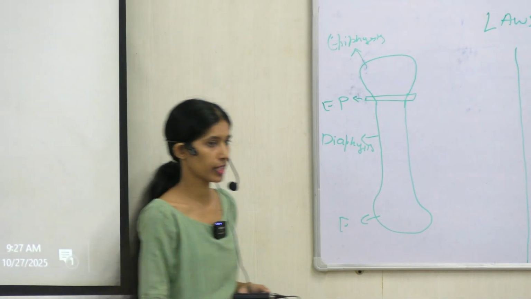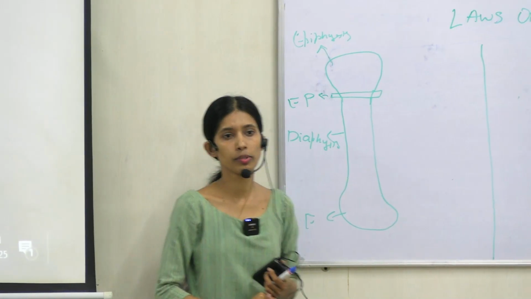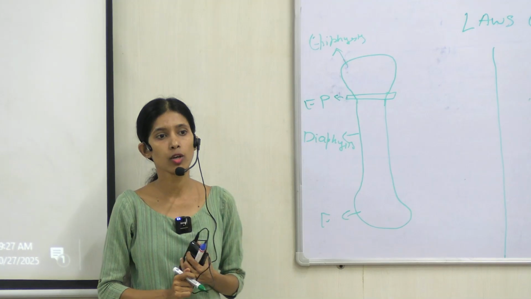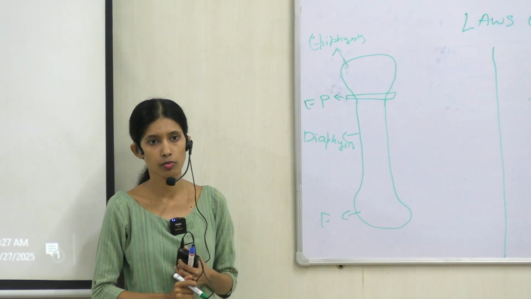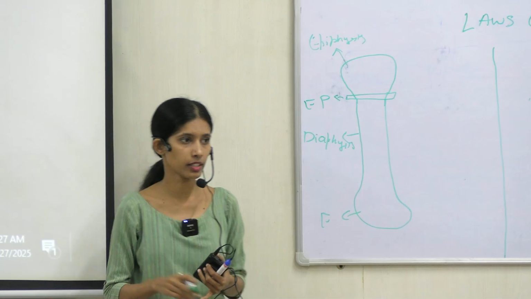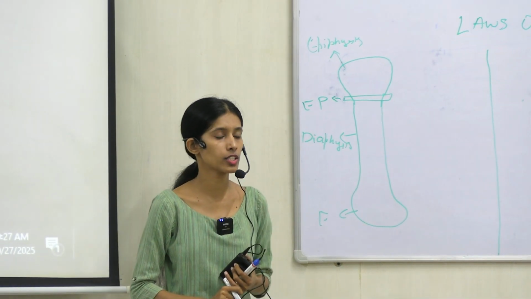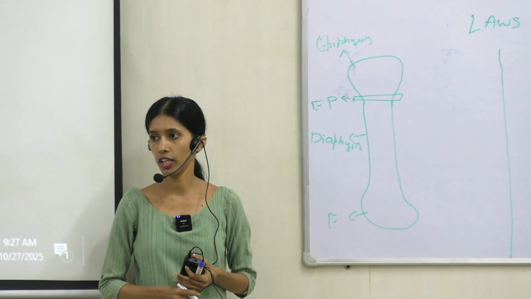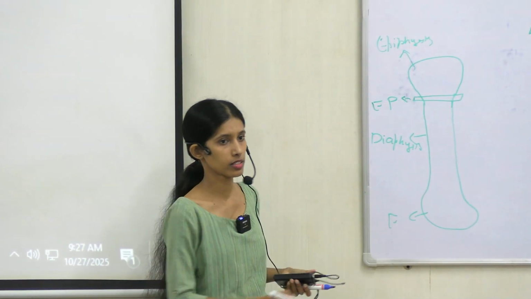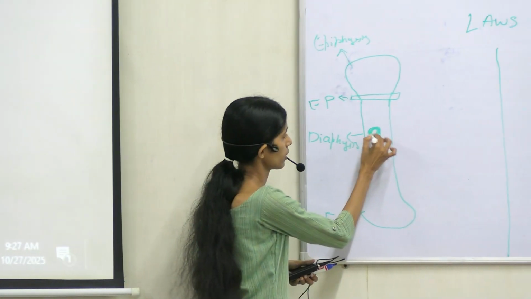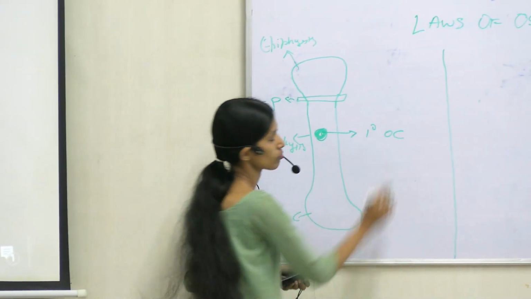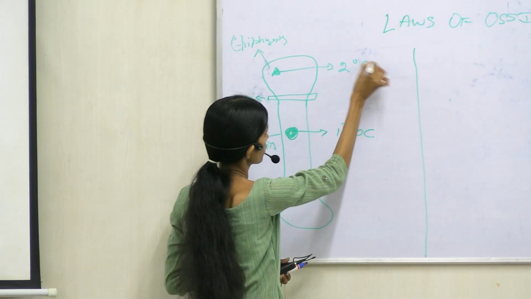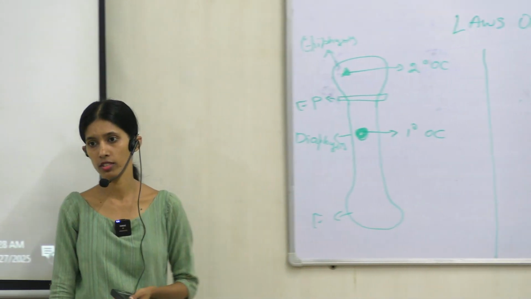For the very first step, your ossification should be done in a few particular centers. Those centers we name as primary ossification center and secondary ossification center. Rule number 1: the primary ossification center is always present in your diaphysis area, whereas the secondary ossification center is present in the epiphysis area. So this is your primary ossification center, and this is your secondary ossification center.